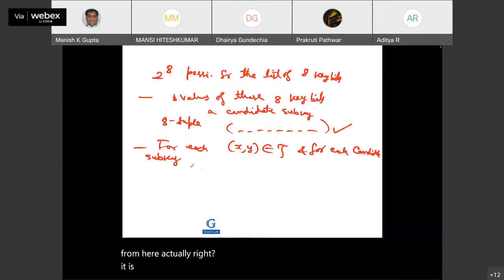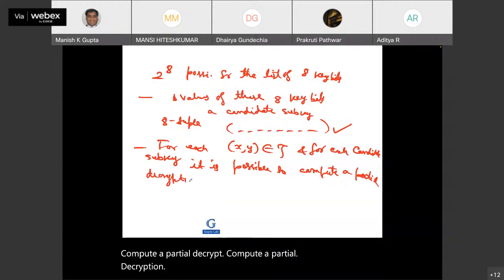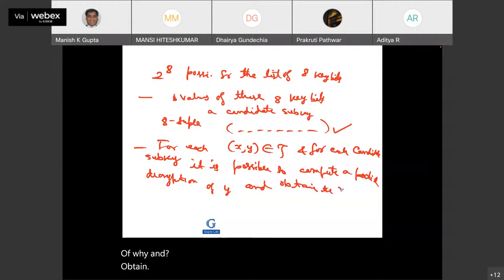it is possible to compute a partial decryption of y and obtain a resulting value for U4 2 and U4 4.